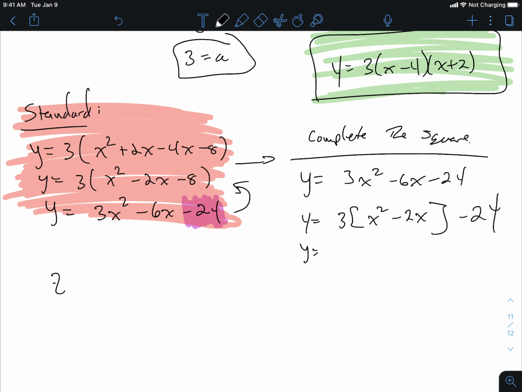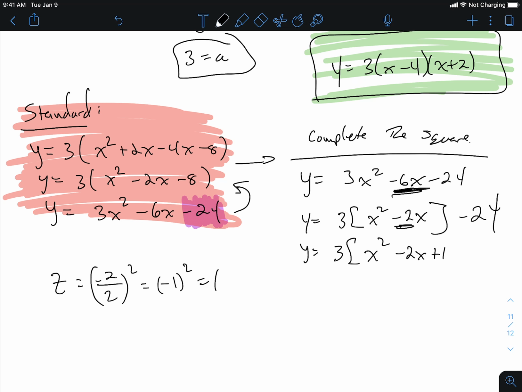Now the next thing is to find the z value. Z is, and be careful with this, a lot of people were doing z as negative 6. It is not negative 6. It is the negative 2. It's the number after you removed the 3. So z is negative 2 divided by 2 squared, which is equal to negative 1 squared, which is equal to 1. So 3, open the square bracket, x squared minus 2x plus 1 minus 1, close, minus 24.